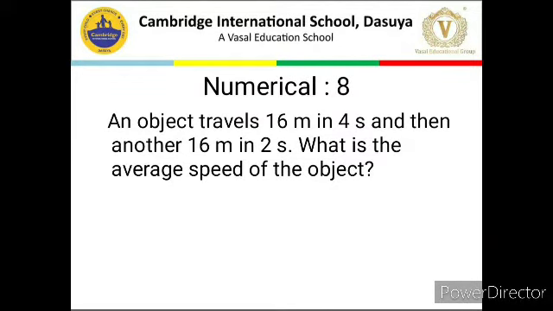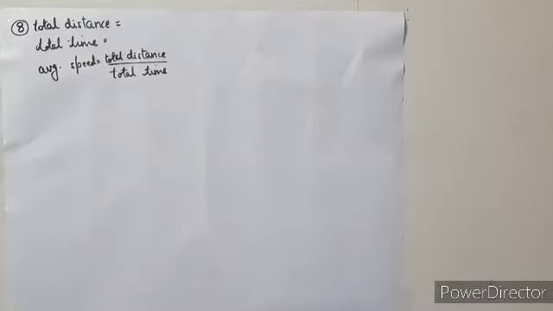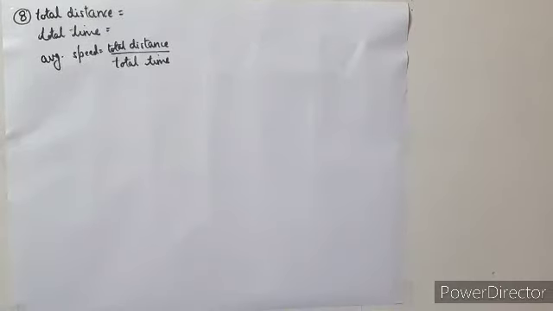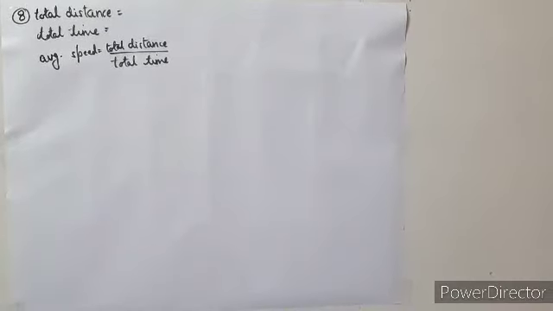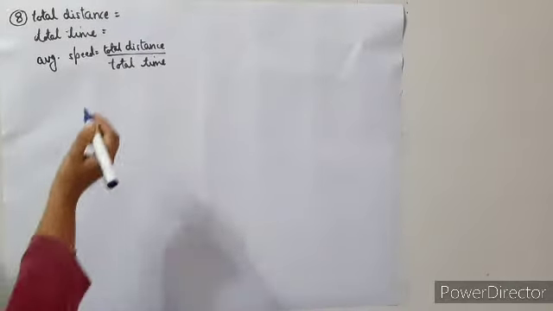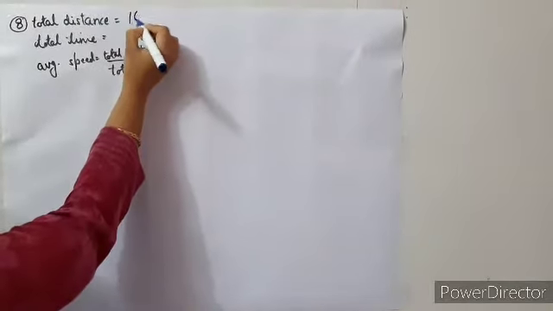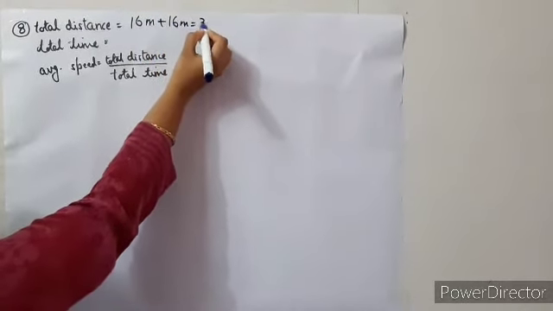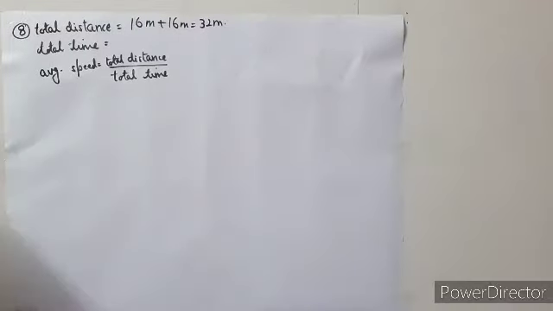Numerical 8. An object travels 16 meter in 4 seconds and then 16 meter in 2 seconds. What is the average speed of the object? In this question, the object travels 16 meter in 4 seconds and then 16 meter in 2 seconds. So the total distance what we have is first covered 16 meter and then again covered 16 meter. So the total distance is 32 meter.